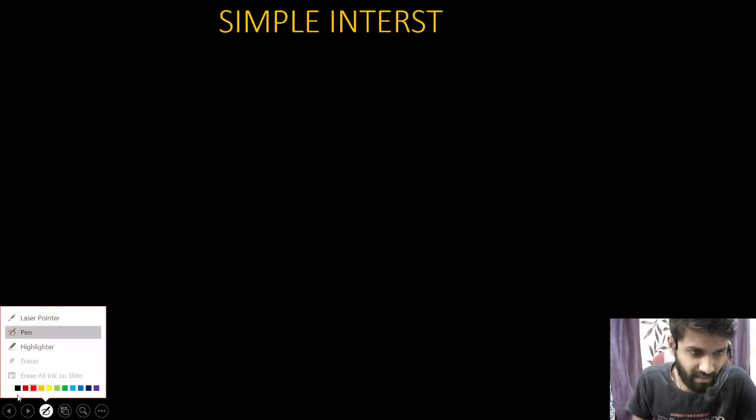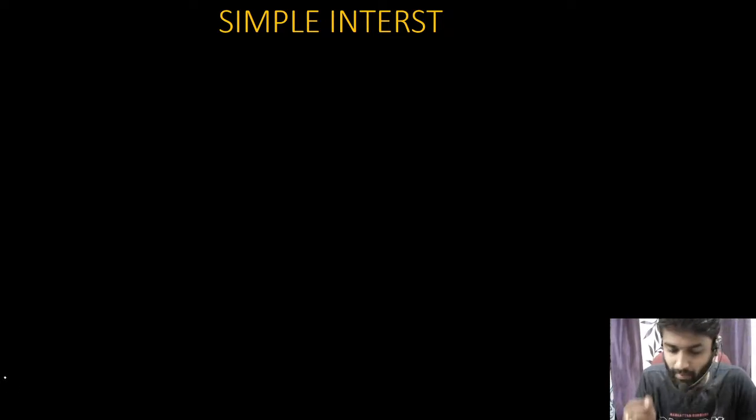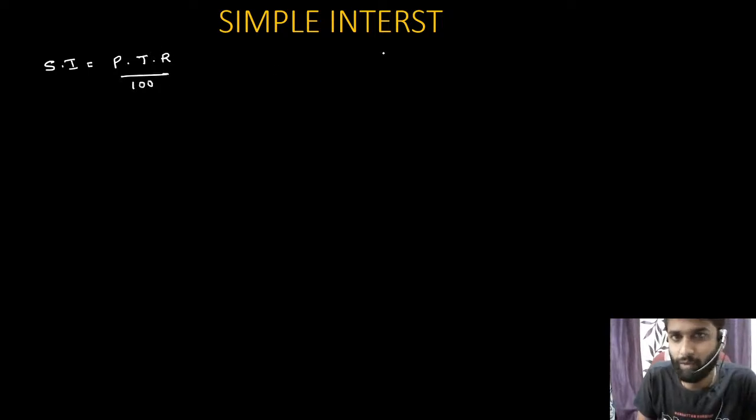Okay, let's see the concept of simple interest. Just observe, guys. What are the important parameters of simple interest? First, we know the formula of simple interest. Simple interest is exactly equal to P into T into R by 100. So what is the meaning of P? P can be defined as principal.